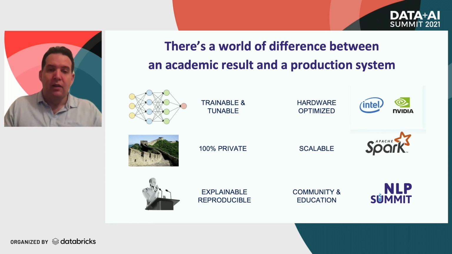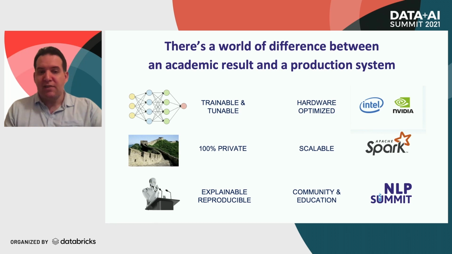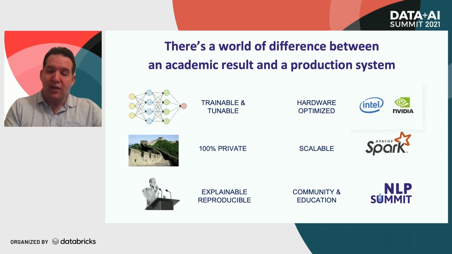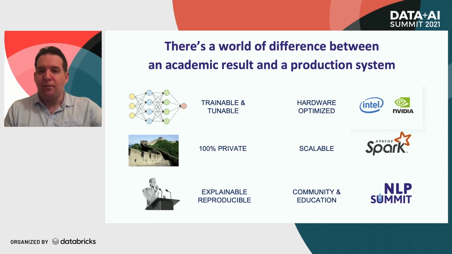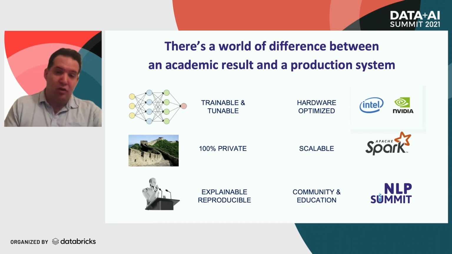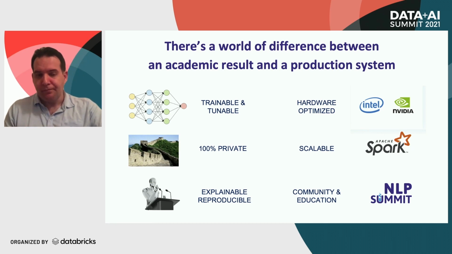And you can see some of the aspects that we focus on as, first of all, trainable and tunable systems. So all the models and all the capabilities I'm going to show you today with Spark NLP are trainable models. So if you need your own named entity recognizer, your own document classifier, your own emotion detector, your own spell checker, your own language detector, all of those are trainable and tunable.